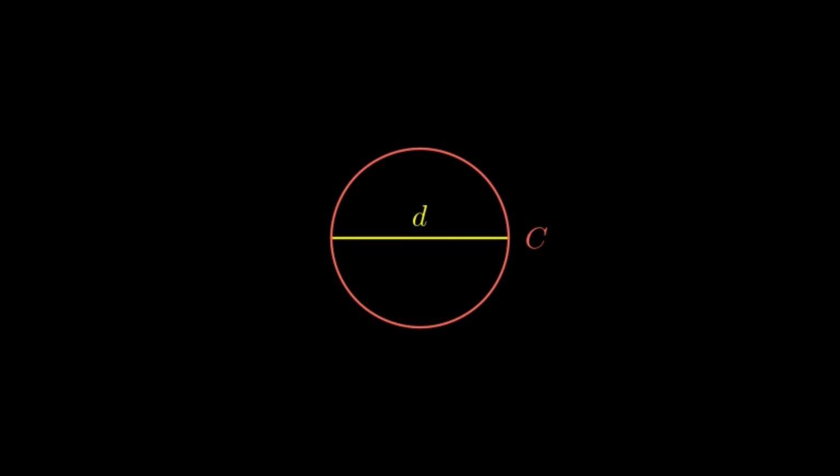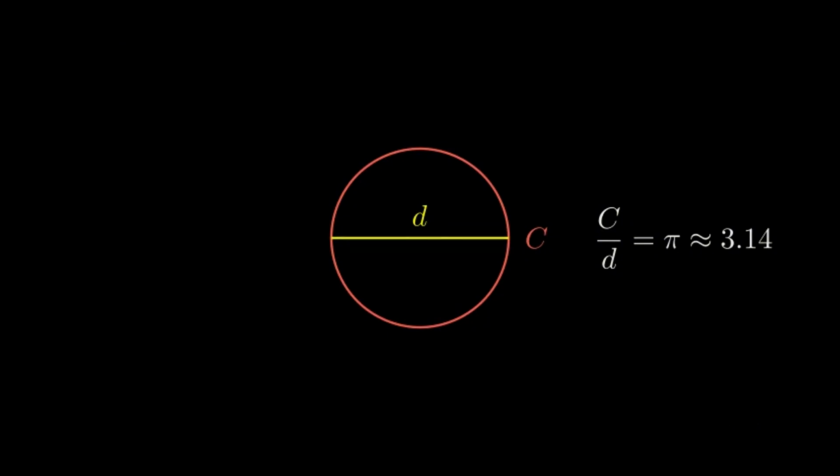If you were to place a string around the entire circle and then measure that string's length, you'd be measuring the circumference. Now here's where things get interesting. Thousands of years ago, mathematicians discovered something remarkable. If you divide the circumference of any circle by its diameter, you always get the same number. This special number is pi, approximately equal to 3.14, though its decimal digits continue infinitely without repeating.